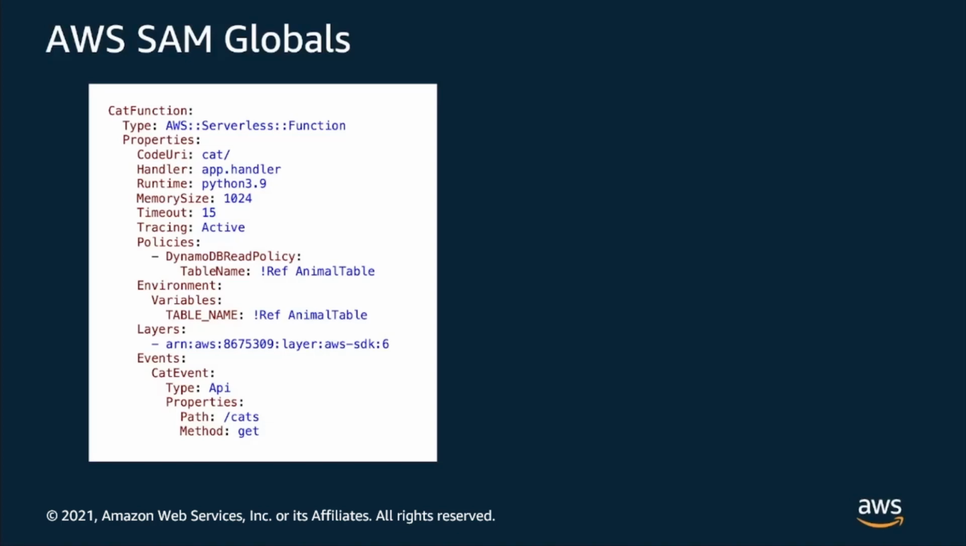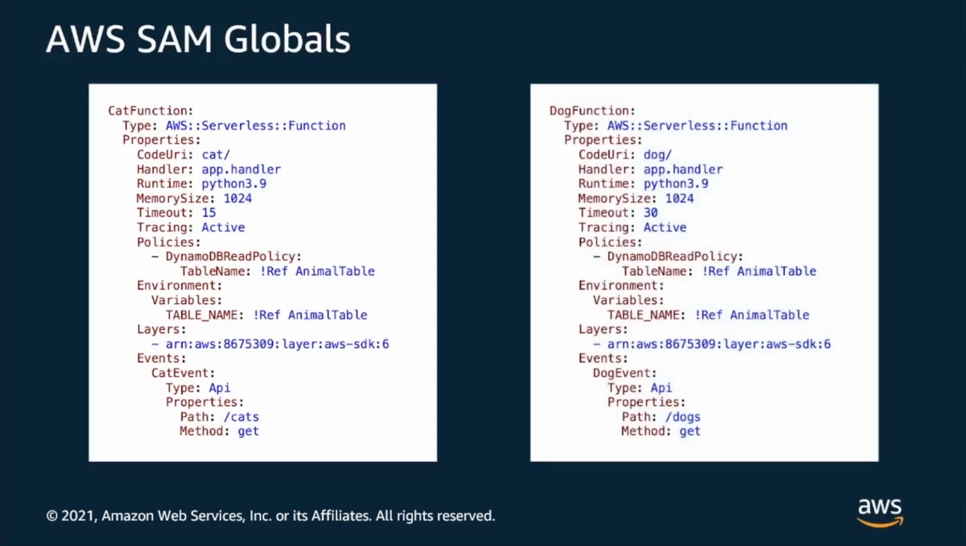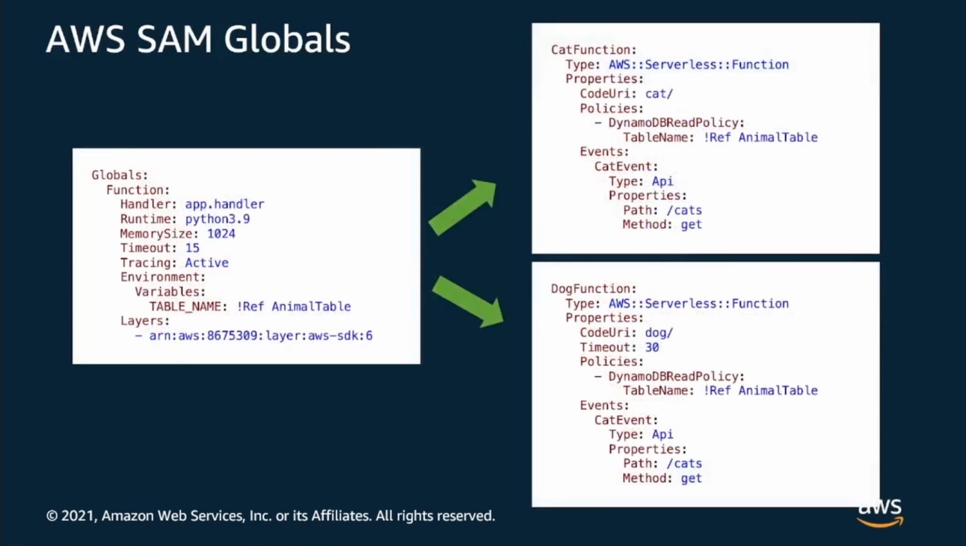So let's say I have a cat function. In this cat function, I'm declaring the code URI, the handler, runtime, memory, timeout, all the things, right? Events, layers, everything. But I also have another function called a dog function. And the dog function, really the only difference between these are the code URI, the name of the event, and the path of the event. Everything else is pretty much the same. So instead of duplicating this all the way through, I can create a global section in the root of my template. And that global section applies to multiple things.